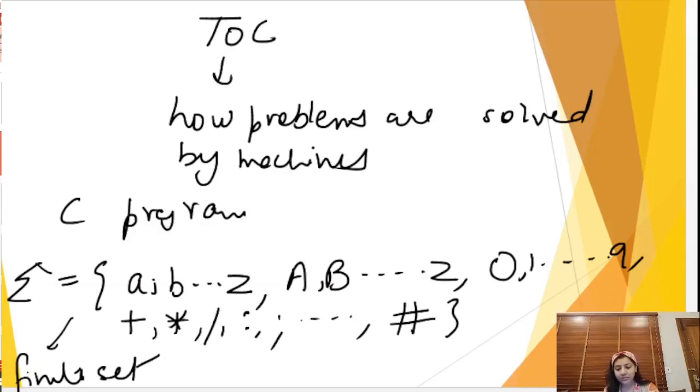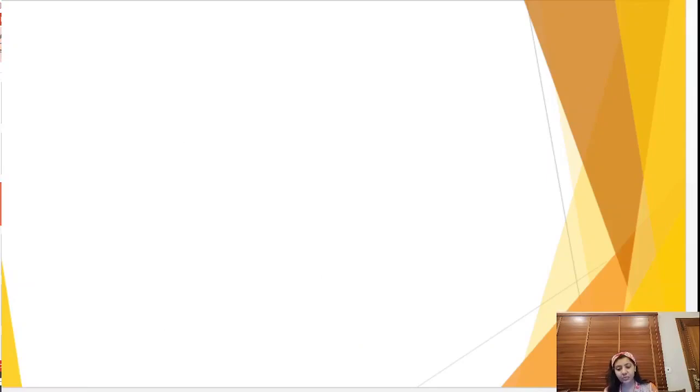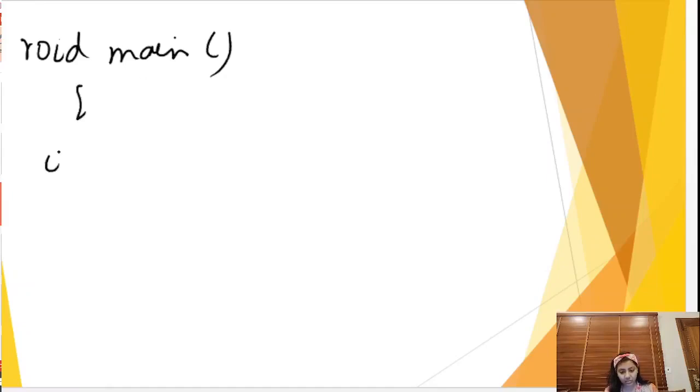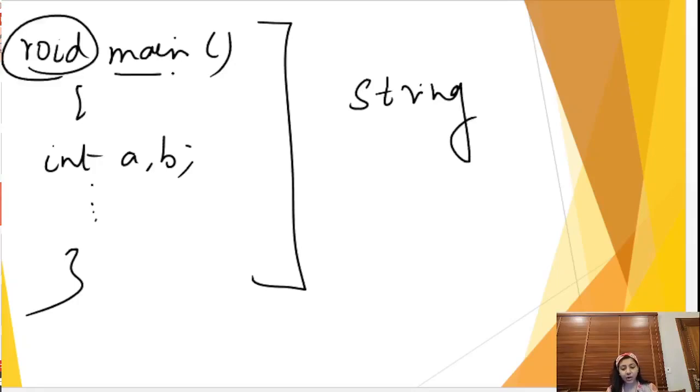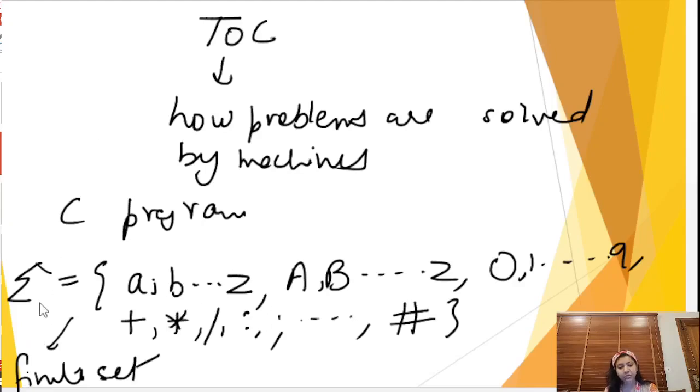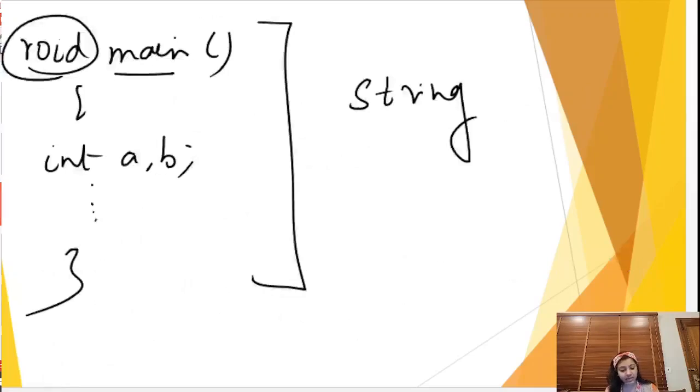Now, if I'm writing any C program, let's say I write void main, int a b, like this. In terms of C, this is a program, but in TOC, can we say that this is nothing but a string? Void, main, these brackets, all these symbols that we have used here are nothing but from my alphabet. So in terms of TOC, this program is nothing but a string.